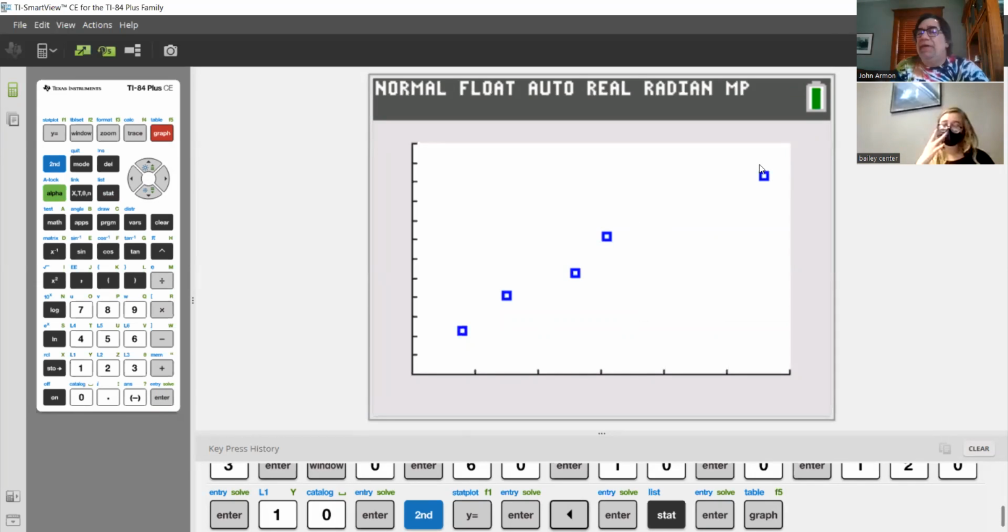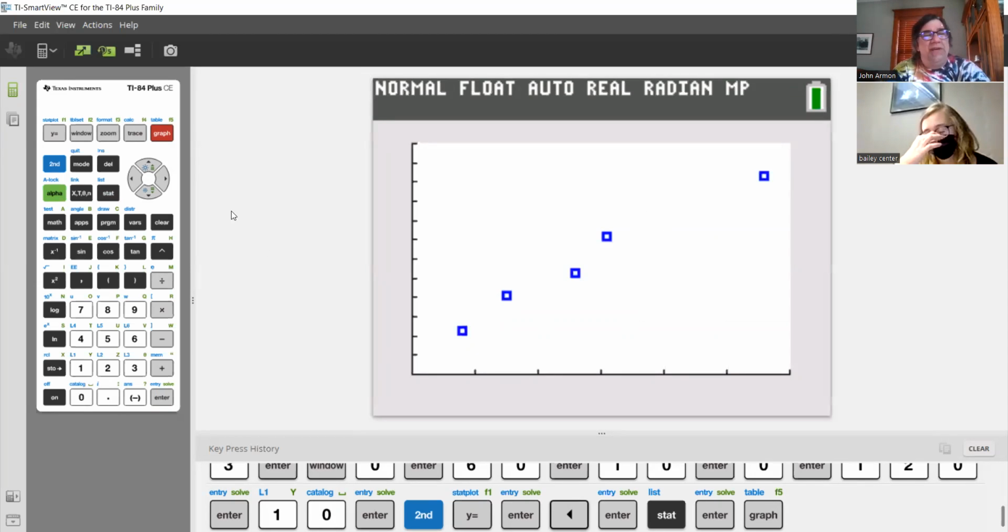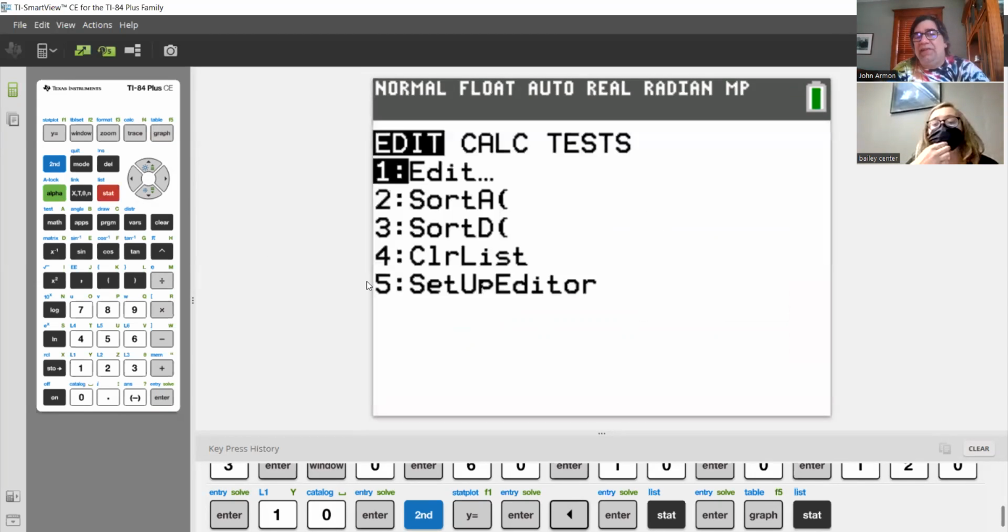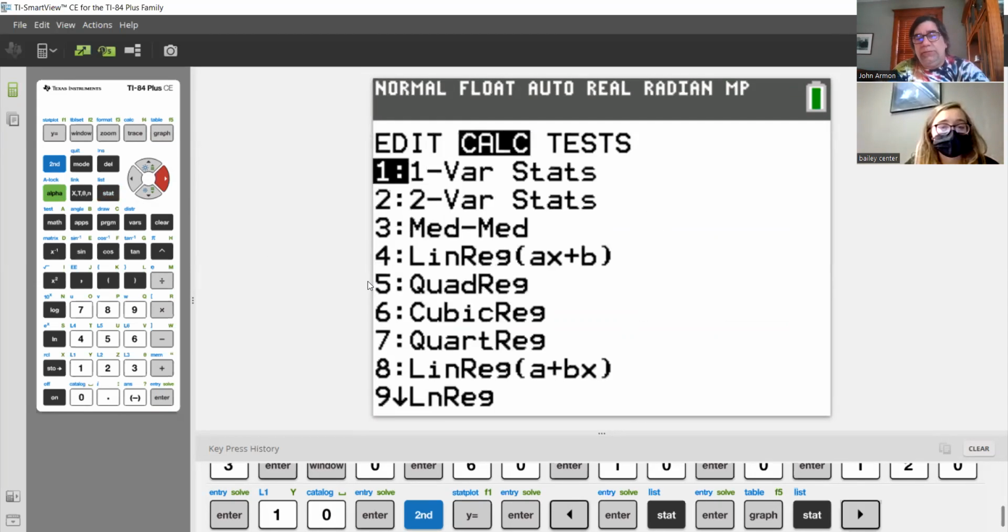The calculator is going to find M and B for us. So you can kind of picture where it is. You don't have to worry about trying to calculate those on your own. Go back to stat, over to calculate, and we are doing number 4. LinReg means linear regression.